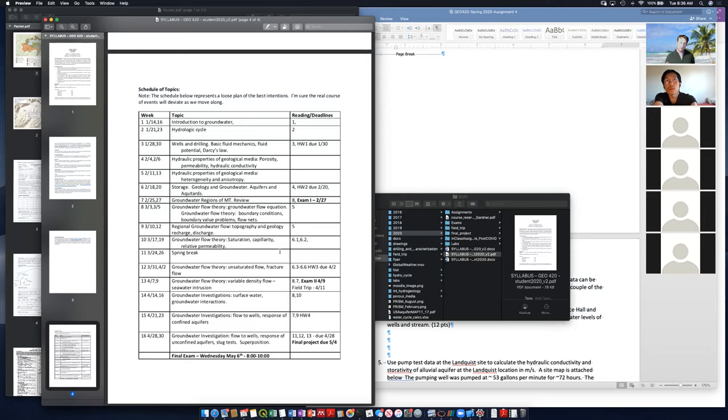So if, for example, I only had estimates of precipitation and evapotranspiration, then a reasonable estimate of recharge would be to take average precip minus average evapotranspiration and see what my sort of long-term average recharge rate might be.